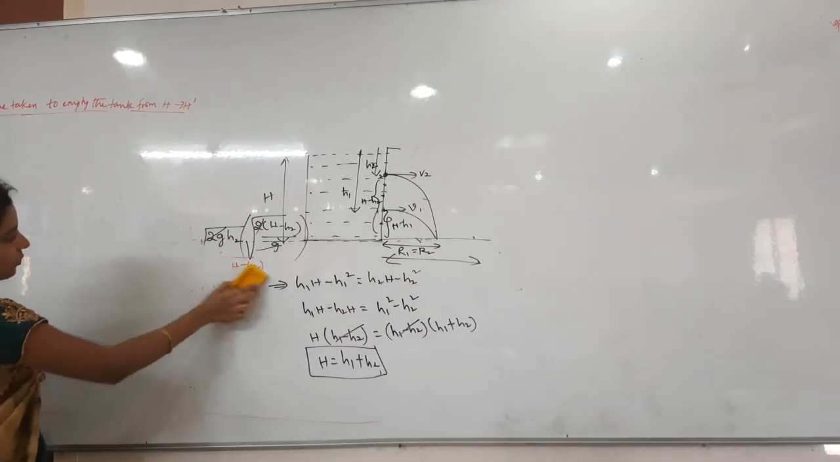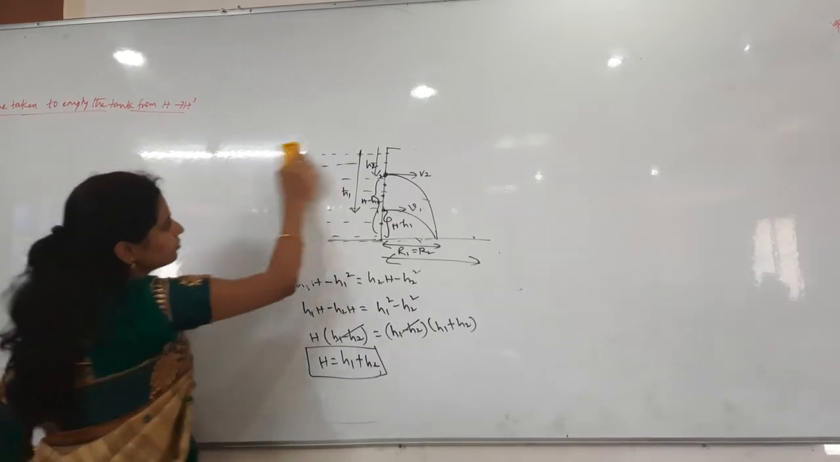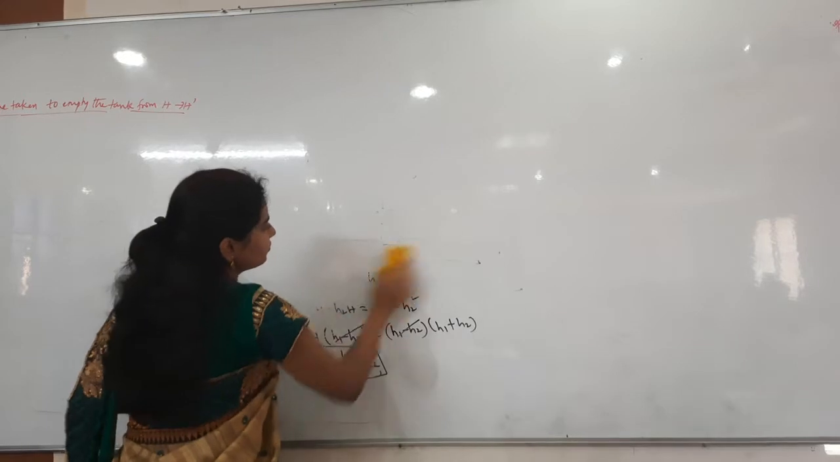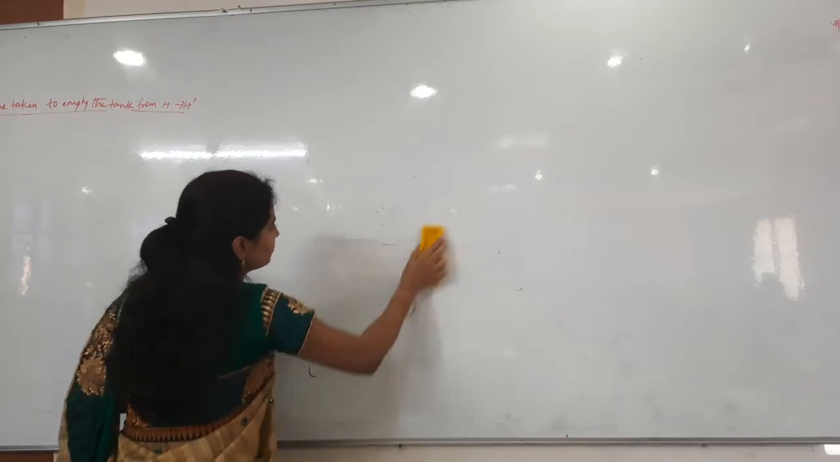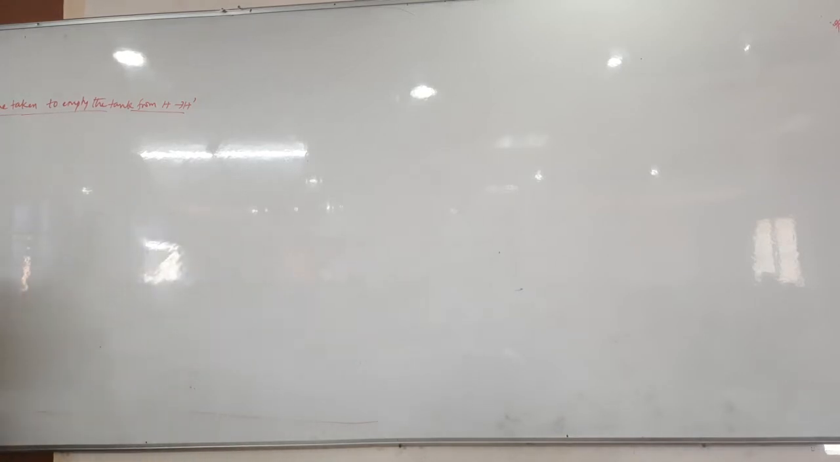Write this one as a note point. Direct formulas I will write. Time taken to empty the tank from h to h dash. Write that.